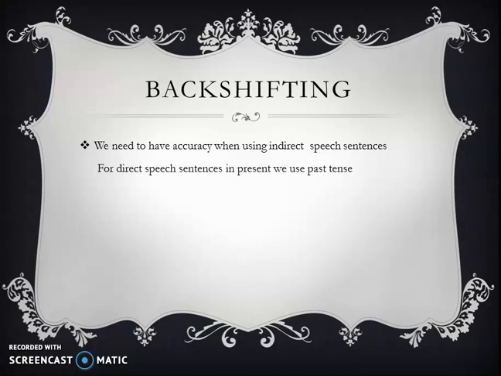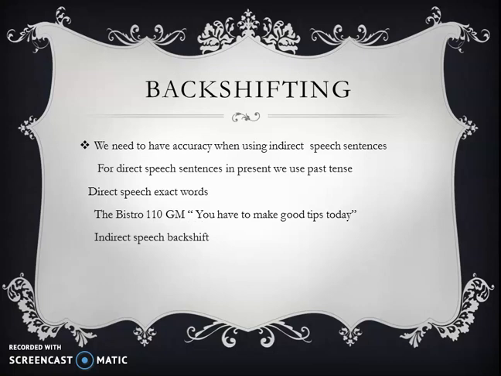So as an example, I have the direct speech sentence: the Bistro 110 GM says, "You have to make good tips today." GM is the general manager. So you guys analyze this, because we have a sentence said by the GM in the present tense. Now I have the indirect speech backshift, and we have the sentence made like this: the Bistro 110 GM remarked that we had to make good tips today.